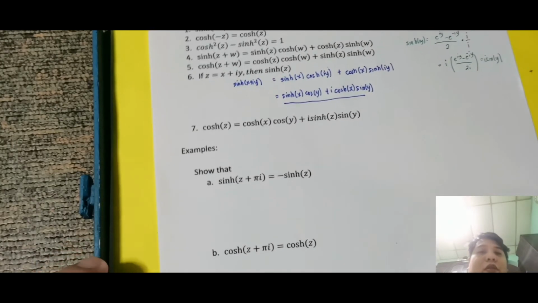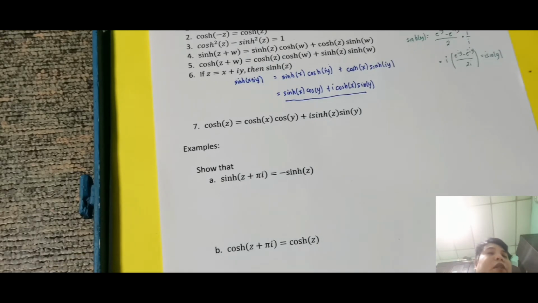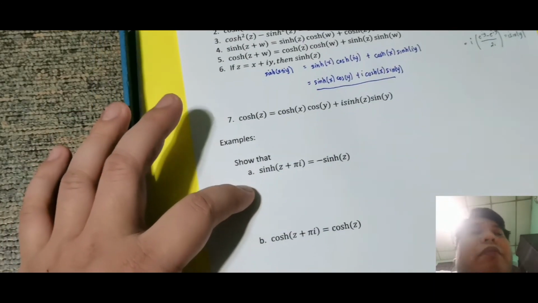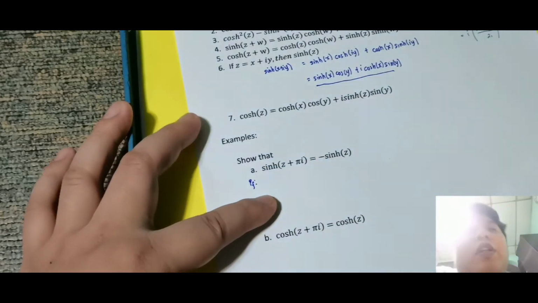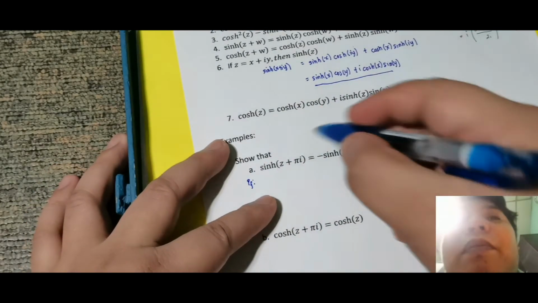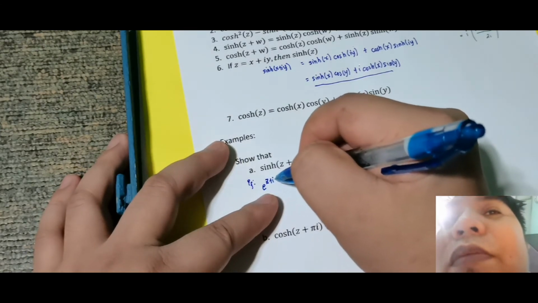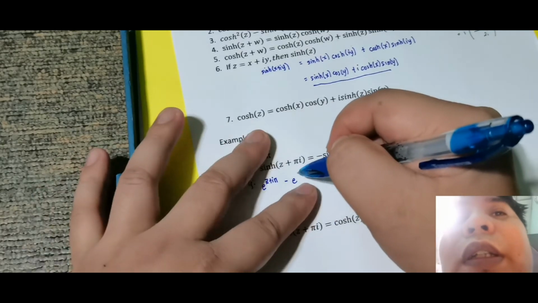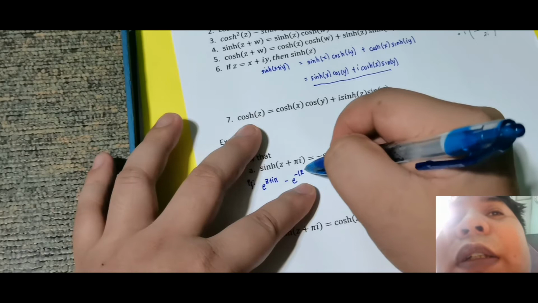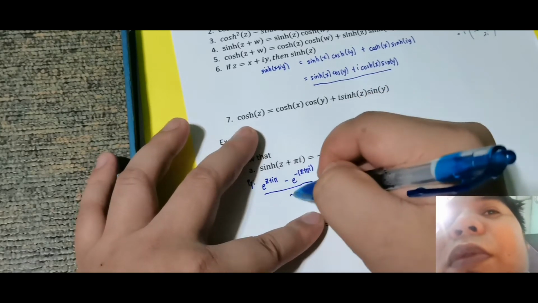Okay, so show that hyperbolic sine of z plus pi i is equal to negative hyperbolic sine of z. Okay, so check natin. Paano ba yan? So, start tayo sa left side. Yung hyperbolic sine of z plus pi i is equivalent sa e raised to z plus pi i minus e raised to negative z plus pi i, all over 2.